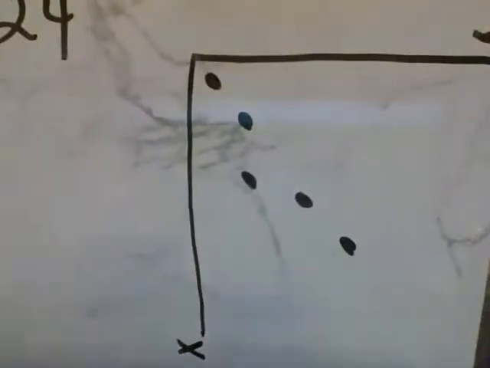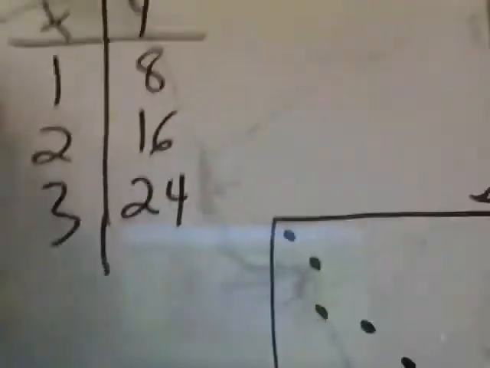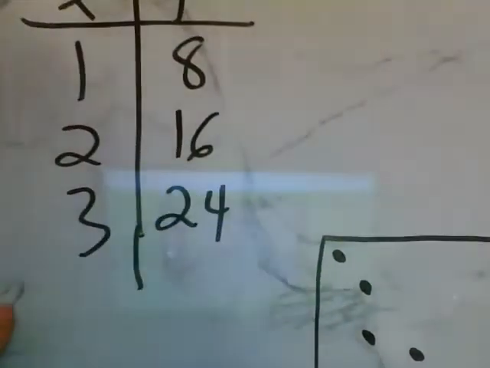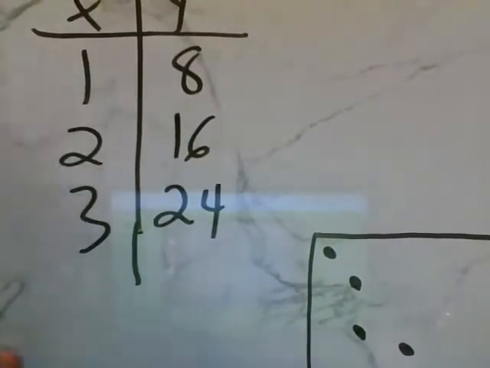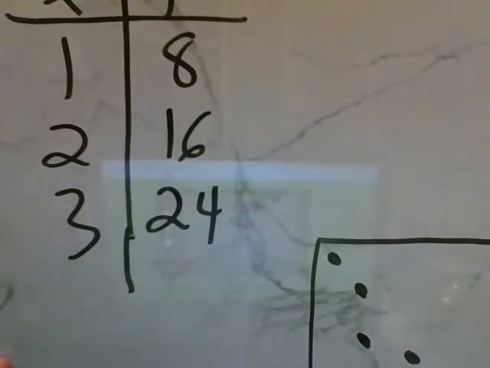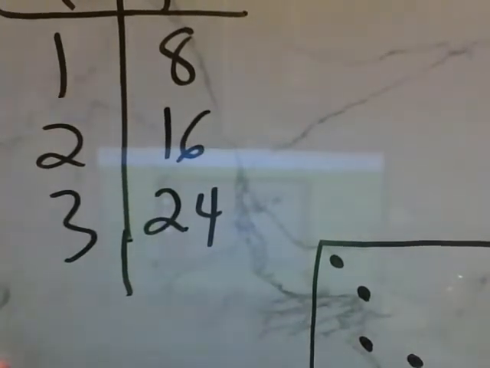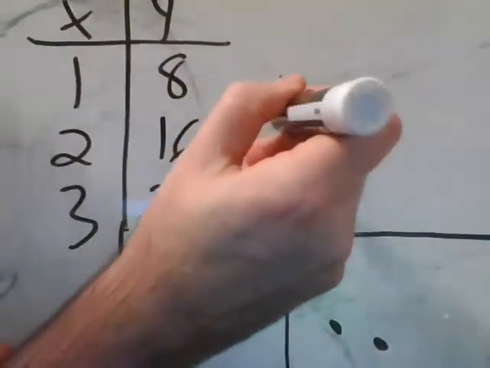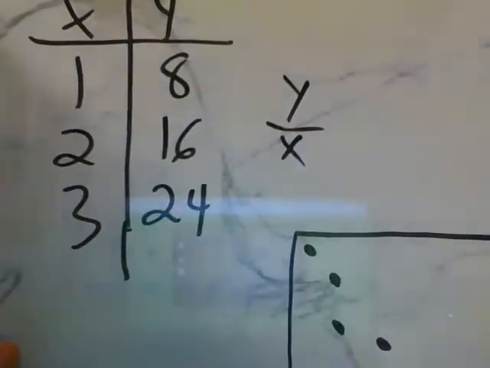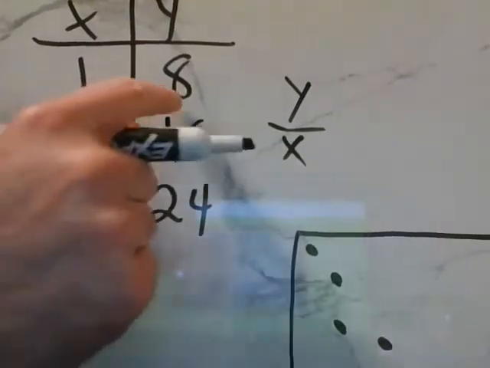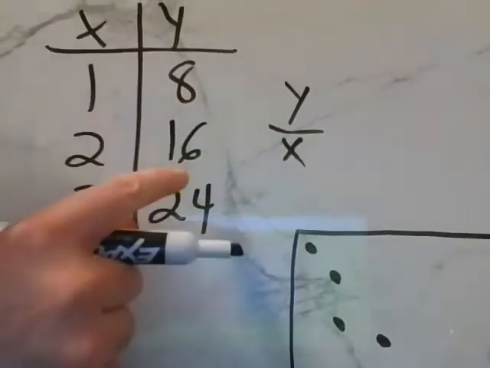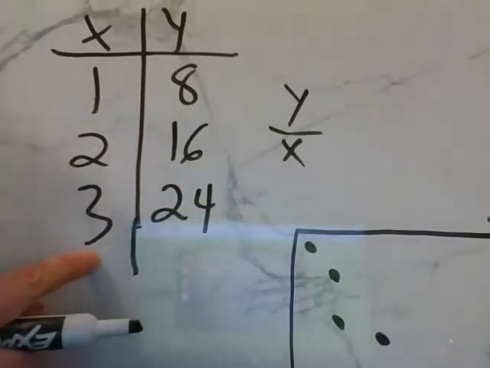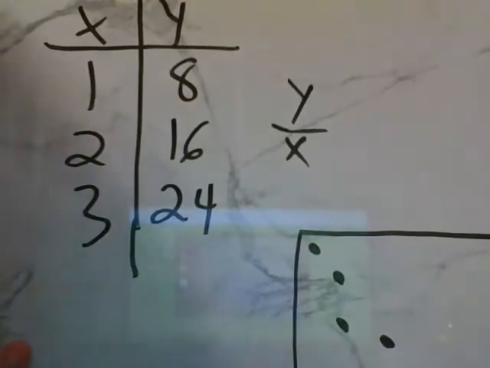Let's take a look first of all at this table. Let's see if we have a constant. Remember, a constant is when I take y divided by x. All my y divided by x, and they'll be the same value. 8 divided by 1 is 8. 16 divided by 2, 8. 24 divided by 3, 8. So that first part is right, I have a constant.